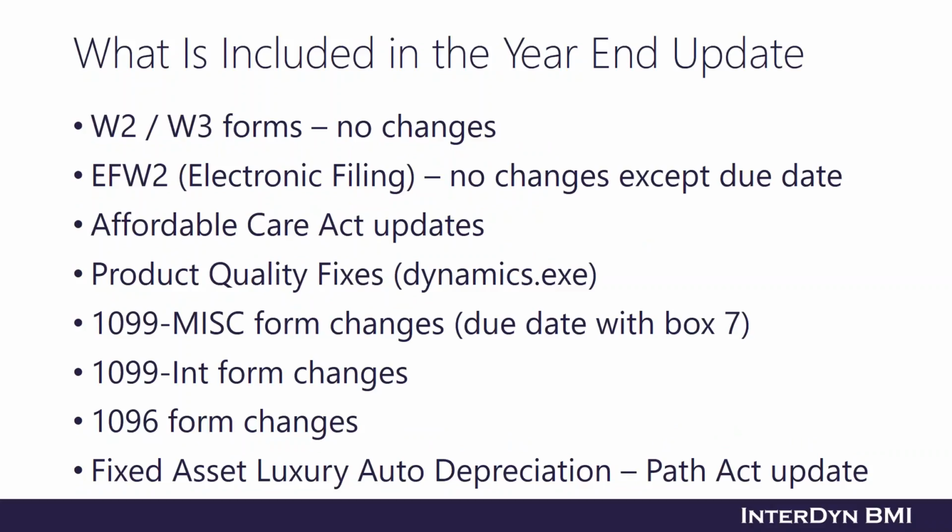So what's all included this year in the 2016 year-end update? Well, good news is there are no changes at all to the W-2 or to the W-3, really nothing at all there. If you're electronic filing your W-2s, there are no changes to that process. There is a change to the due date, and those are now going to be due at the end of January, so you don't have the March type due dates for electronic filing anymore without an extension. They've backed those due dates up to January 31st on a lot of these filing reports.